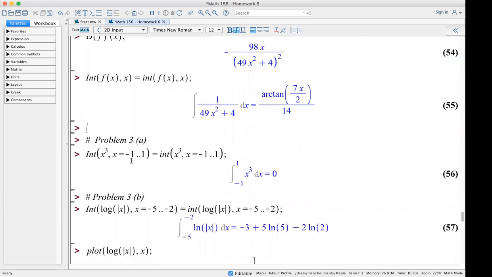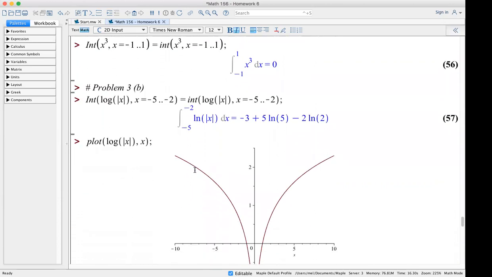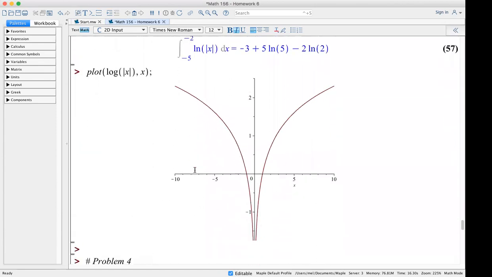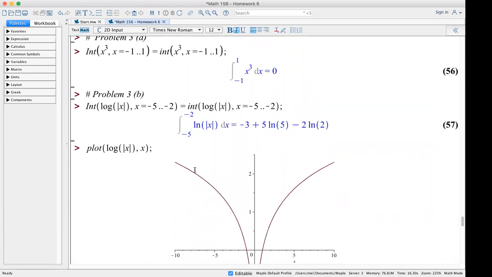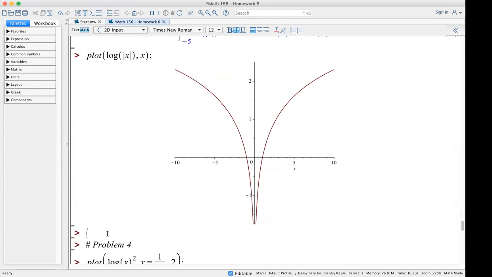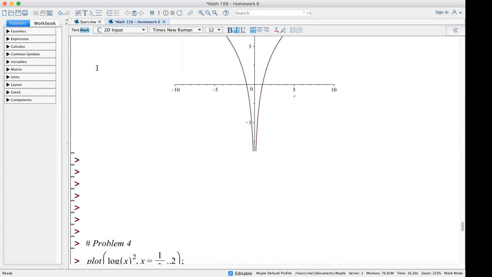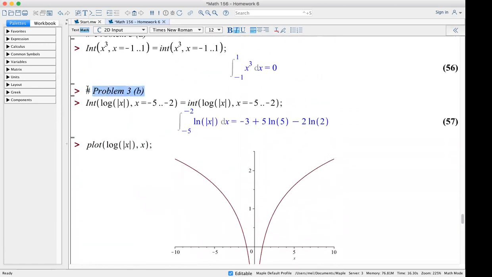If you want the definite integral, this is the definite integral of x cubed from minus 1 to 1. You just put in limits on the x. It's exactly the same syntax. So all these problems are exactly the same. That's pretty easy. A, B. We do C.